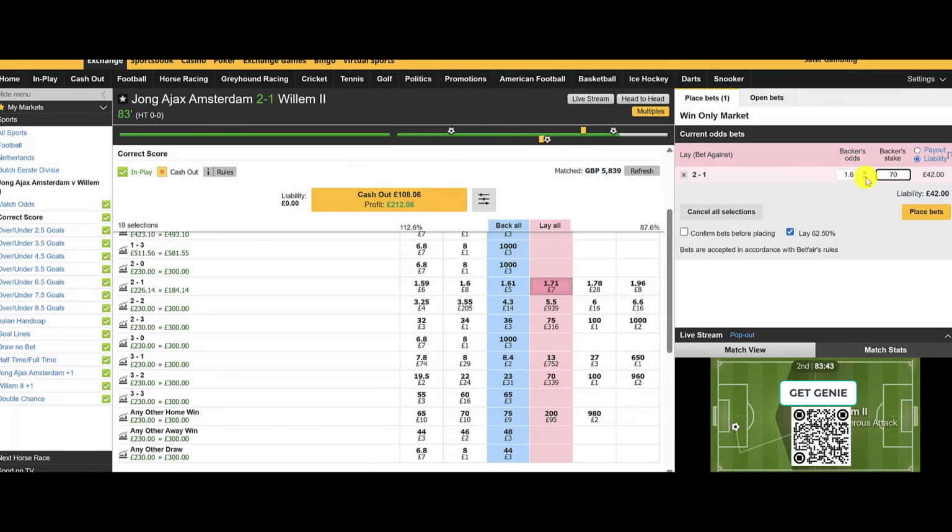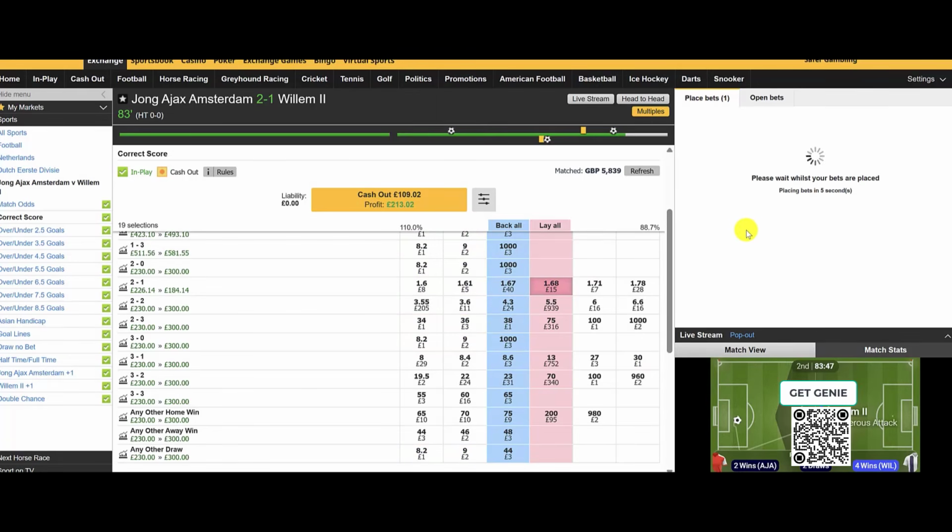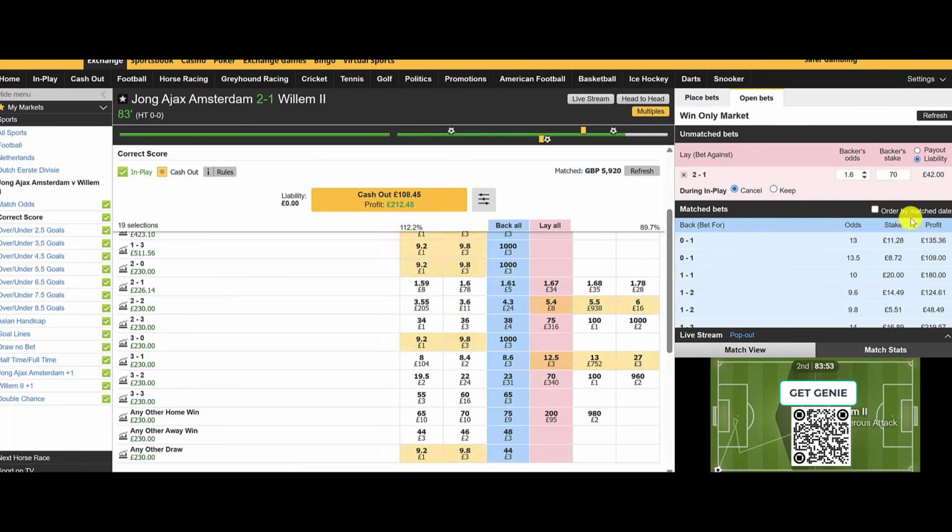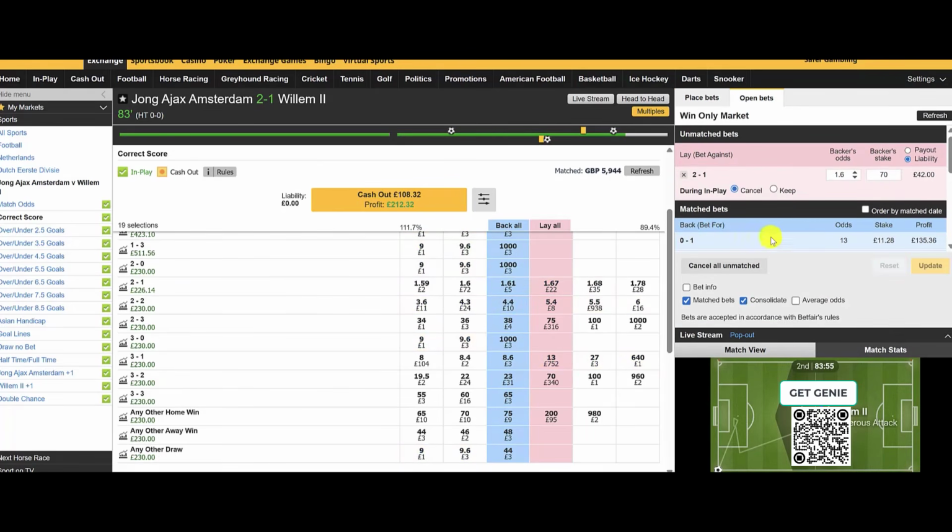So I'll put an order in, and it will put us in a position of 184 of green on the 2-1 to Young Ajax, but then any other goal will put us on to £300 worth of profit. But anyway, that's in the market there, as you can see. Or it's waiting to be taken anyway.